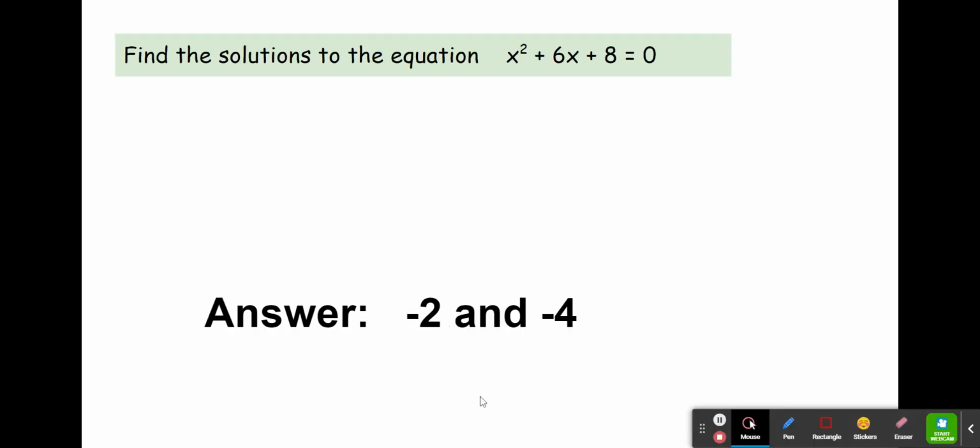Okay, the answer is negative 2 and negative 4. If you didn't quite get that answer, go back and watch the video again and take some notes on the steps that I followed in the first attempt, and then try to repeat that for this problem.